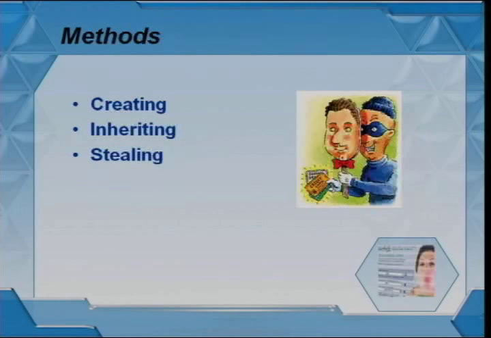The methods. I'm going to talk in depth about creating and stealing. Inheriting is an interesting way. You can see that sometimes in those free distribution papers: wanted, a terminally ill person for business partnership, call this number. What it is, is somebody looking for a terminally ill person to buy his or her identity.